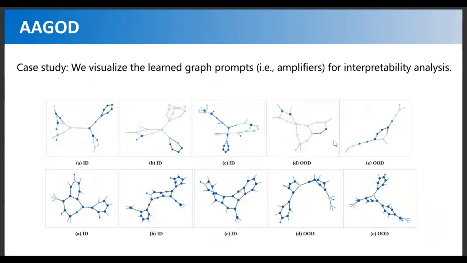And here are some case studies. We know that by modifying the input graph, we can have better interpretability than other prompt-tuning or fine-tuning methods. Here, for example, for the first row, the left three figures are in-distribution graphs and the right two are out-of-distribution samples. In this dataset, a common pattern of in-distribution data is that they will have a hexagon as a chain. So here, here, and here. And here the darkness of an edge is the learned weight of our method. We can see that our method can automatically assign larger weight to the key patterns within the in-distribution data.